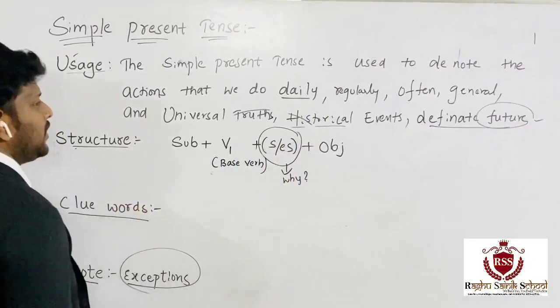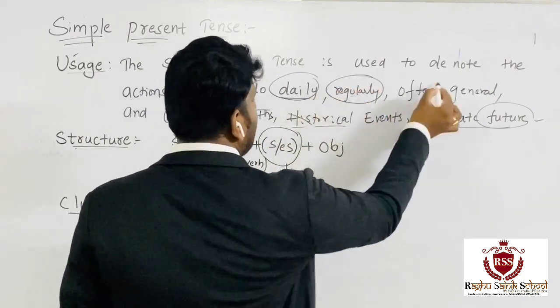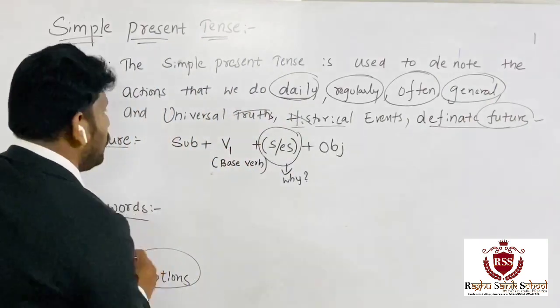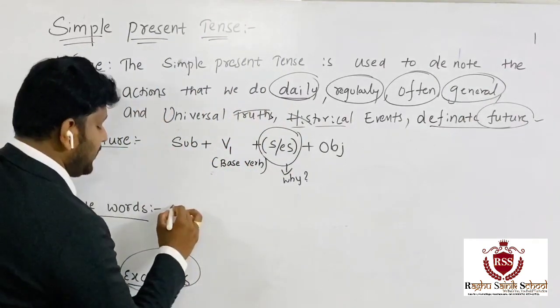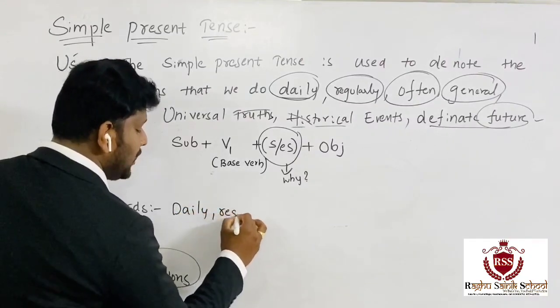So, what are the keywords? Keywords are already mentioned in the usage only: daily, regularly, often, general. So, what are the keywords of the simple present tense? Daily, regularly.